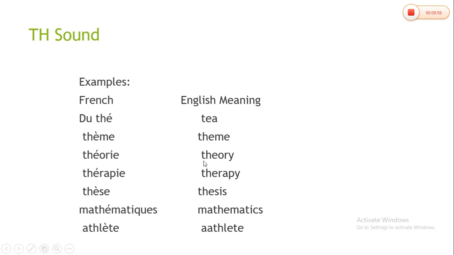I would like to mention here, if you could notice, on the top of E, this accent in French, it gives a sound. This accent name is accent aigu. An accent aigu gives a sound. And when this sign comes over E, it gives a sound. The accent name is accent grave. Thème, théorie, theory, thérapie, therapy, thèse, thesis.